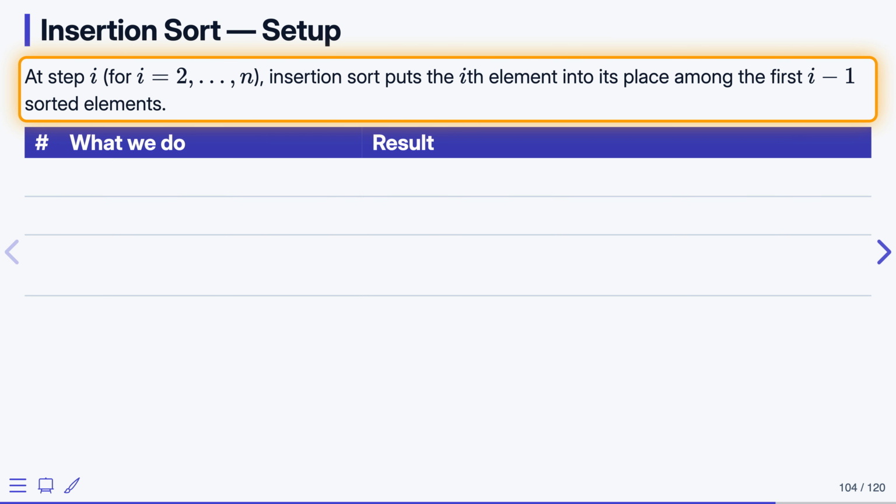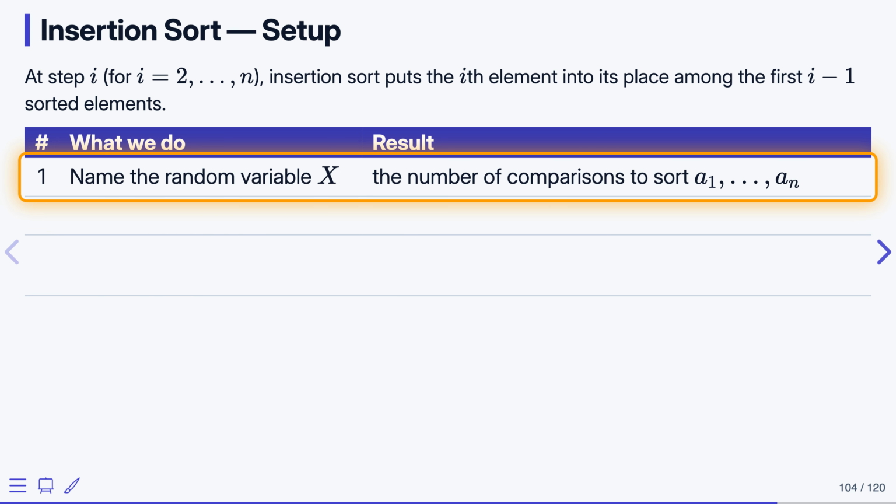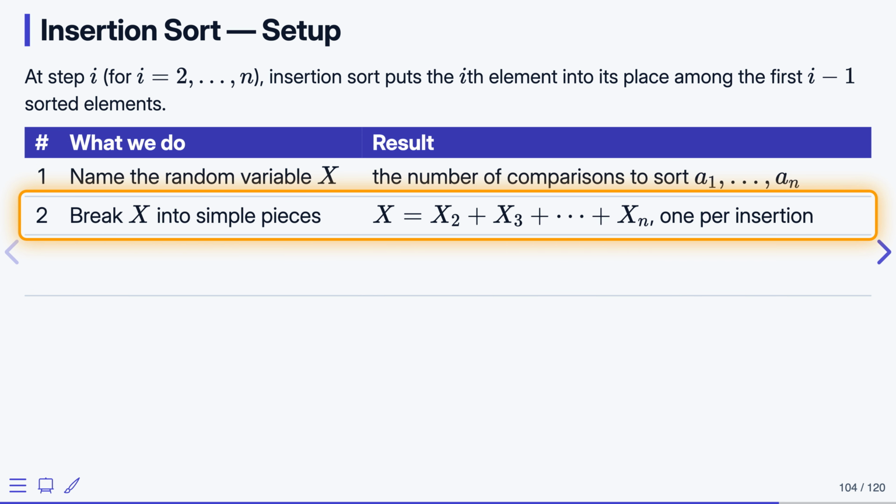At step i, insertion sort puts the ith element into its place among the first i minus 1 sorted elements. Step 1, name the random variable. X is the total number of comparisons used to sort the list, so its expected value is the average we want. Step 2, break X into pieces. Let X sub i count the comparisons needed to insert the ith element after the first i minus 1 are already sorted. Adding these gives X.